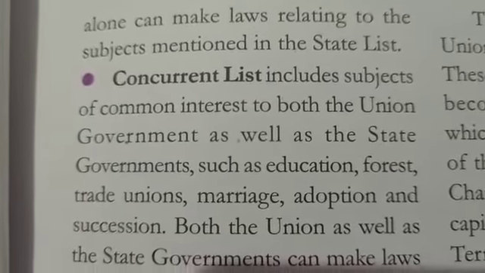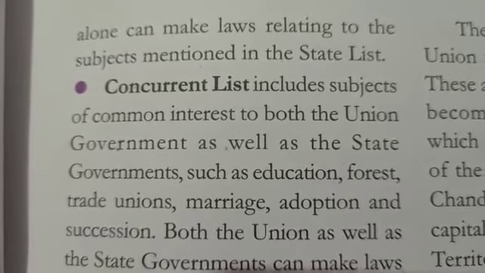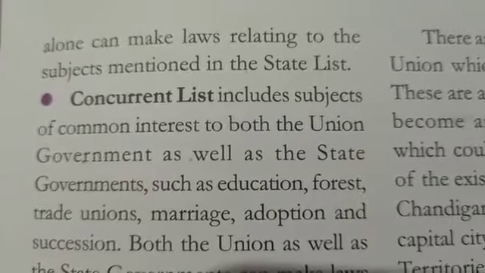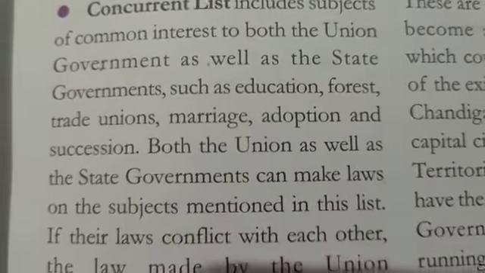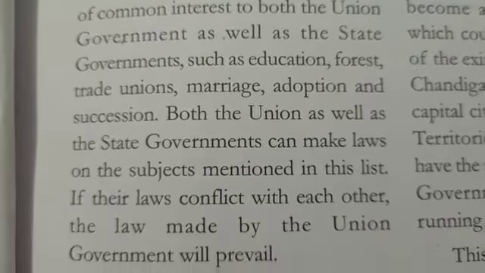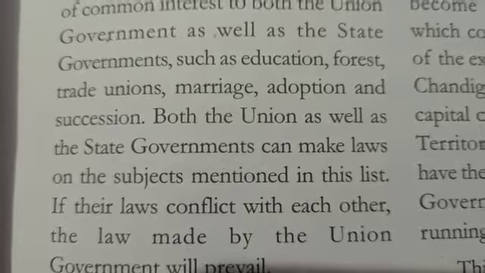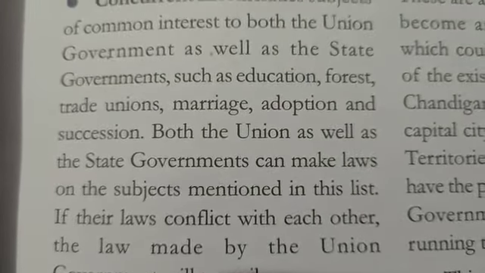Both the union as well as the state government can make laws. So concurrent, I was wrong when I first said it: it belongs to both the union and the state government. Examples are education, forest, trade unions, marriage, adoption, and succession. This will be related to both, right?